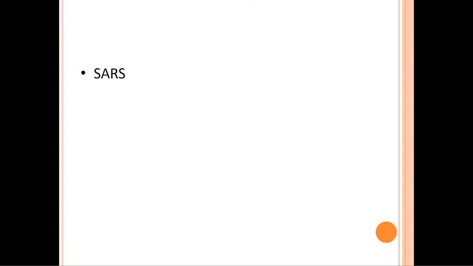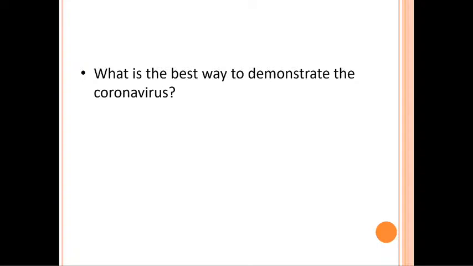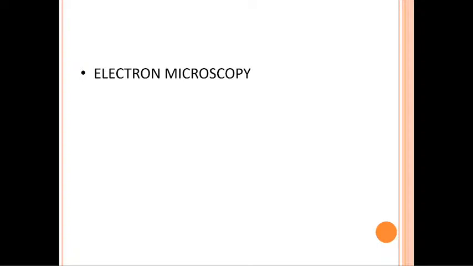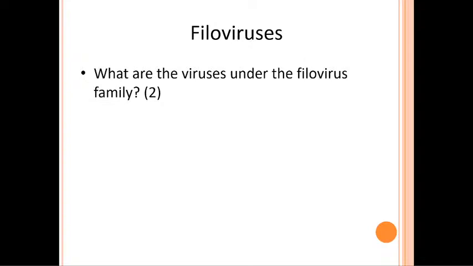Severe Acute Respiratory Syndrome. Now, the best way to demonstrate coronaviruses is through electron microscopy. Okay? That's the only way. Obviously, I think the majority of the viruses that we're going to talk about, if we're going to look at their morphology, it's difficult unless you have an electron microscope. Any type of electron microscope will do. It could be the 2D one or the 3D one. Doesn't matter, as long as it's an electron microscope.